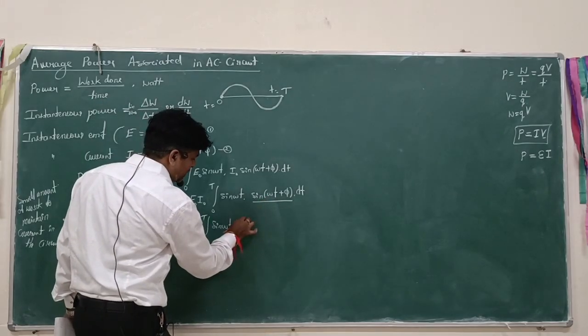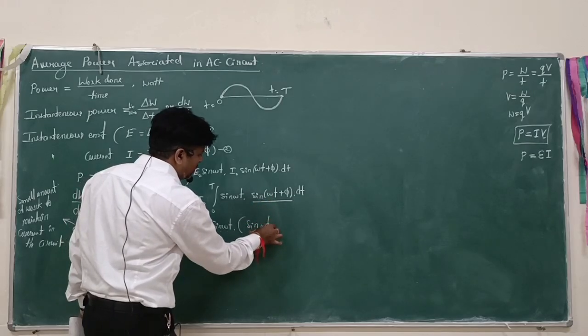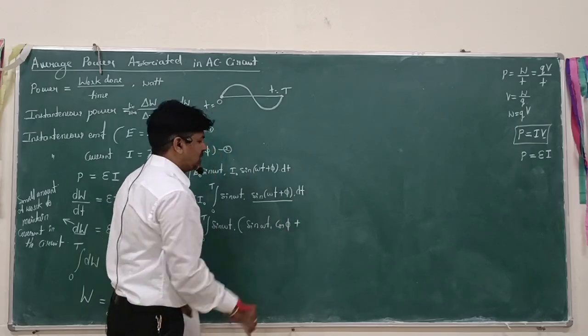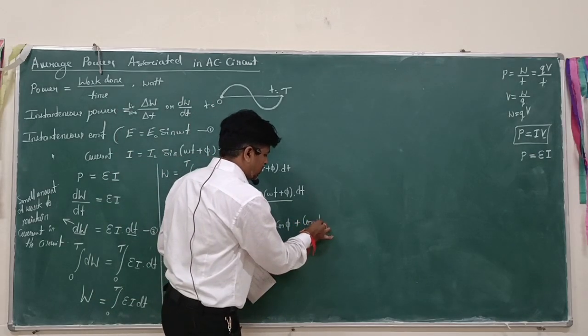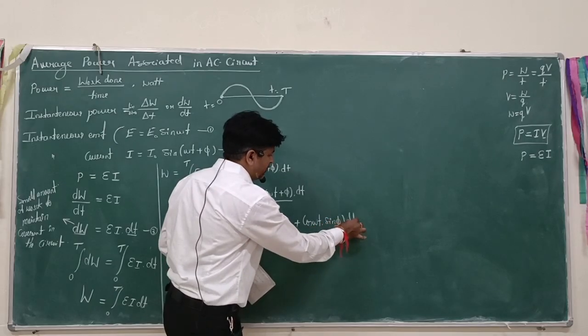plus cos A sin B. So we can write this as sin omega t cos phi plus cos omega t sin phi into dt.